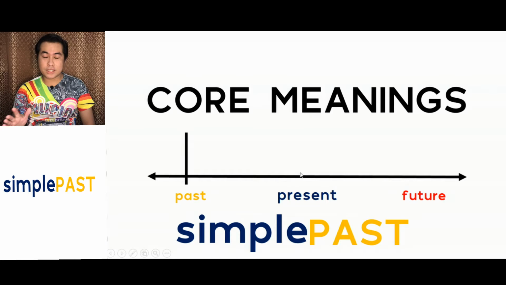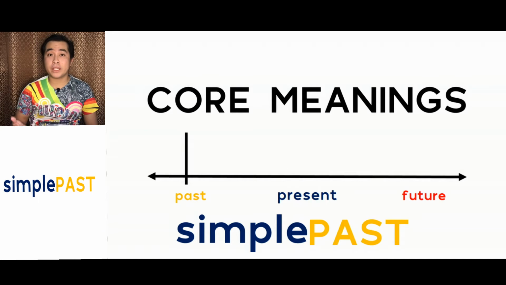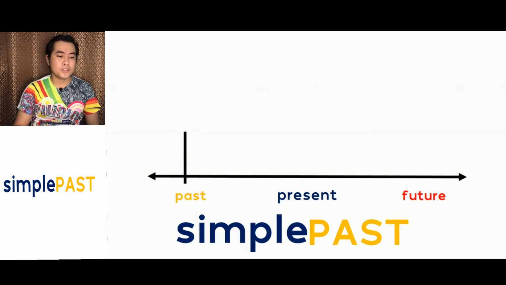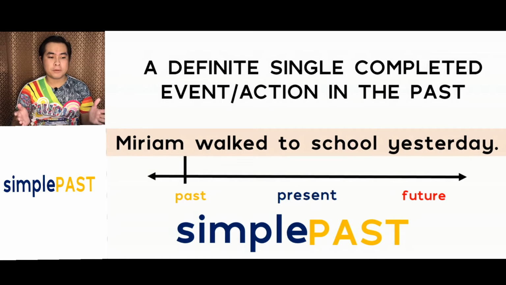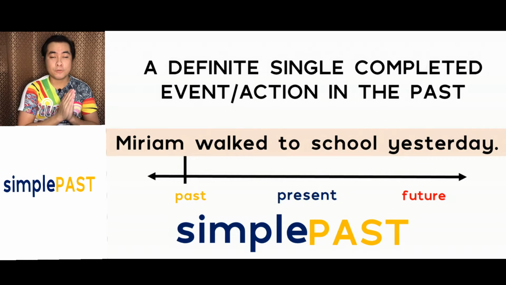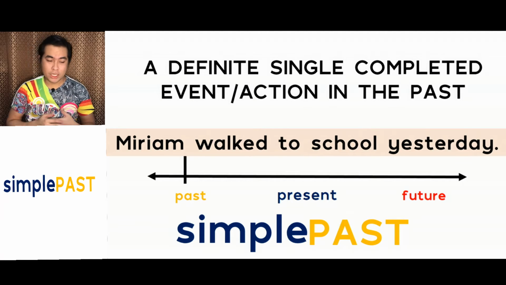So what are the core meanings? Just like your simple present, you also have core meanings of the simple past. We have a definite single completed event or action in the past. That's the basic core meaning of the simple past. We have this example, Miriam walked to school yesterday. We have the subject Miriam, and then we have walked, which is your verb in the simple past, and then we have the time marker yesterday, to show you that the walking actually happened in the past.